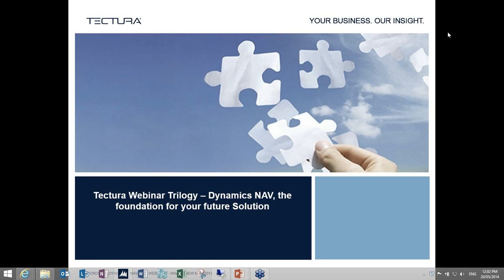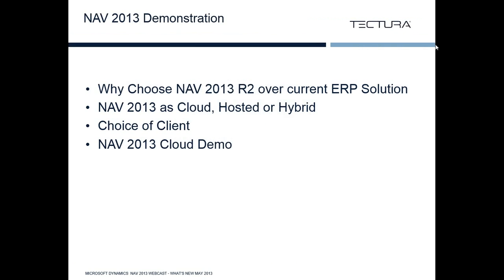The agenda for today is, first of all, to have a look at NAV 2013. Why choose NAV 2013 R2 over your current ERP solution? We're going to be talking about NAV as either a cloud, a hosted, or a hybrid solution, and talking about the choice of client. And then I'm going to go into a short demo of NAV 2013, so showing you what the software looks like. This is not going to be a lot of PowerPoints today. We're going to focus on the software as we get into it.